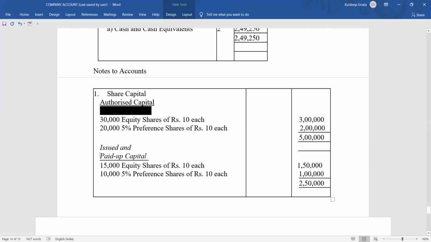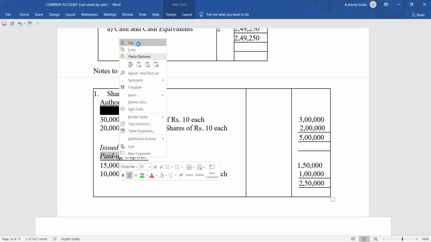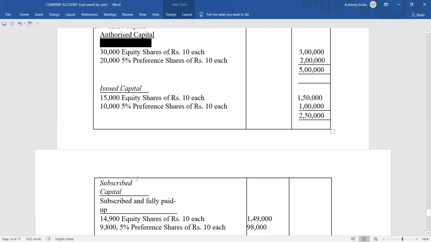Okay, I'll just make it up again. Issued capital only, because paid up we can show it later also. That will be under a separate heading here. Now let's come to the next one, that is subscribed capital.